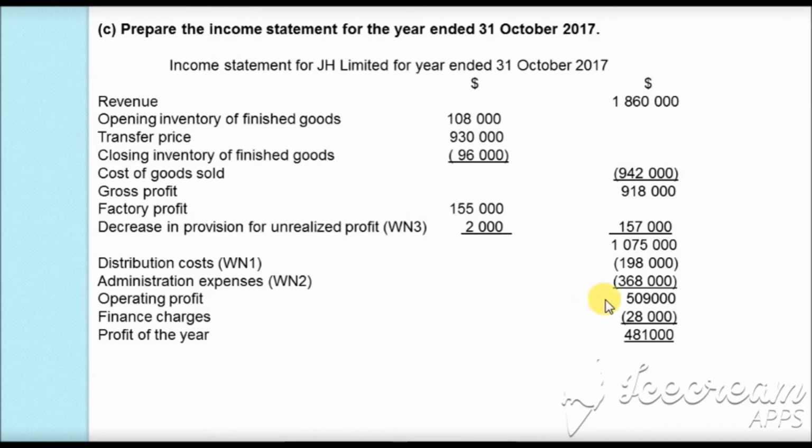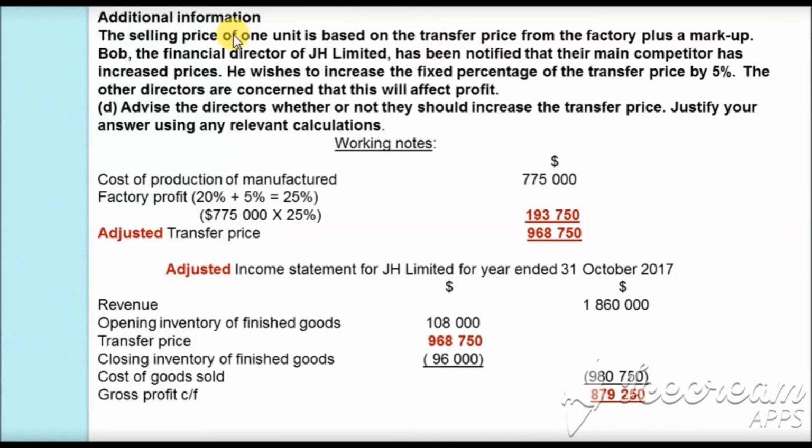We get the operating profit as $509,000. Then we had the financial charges, which will be subtracted. Then we will get the profit for the year as $481,000. Furthermore, additional information is provided.